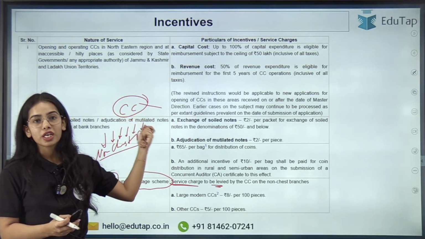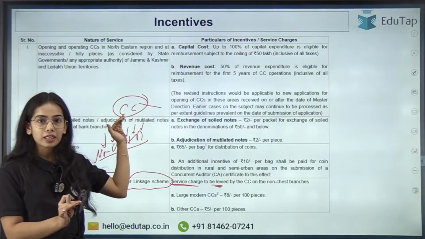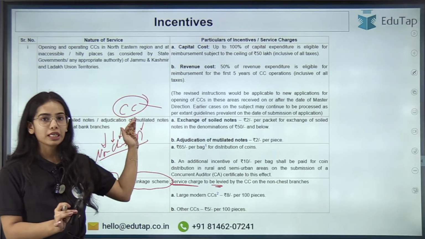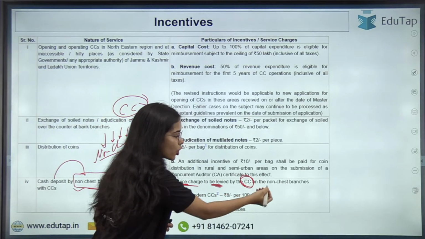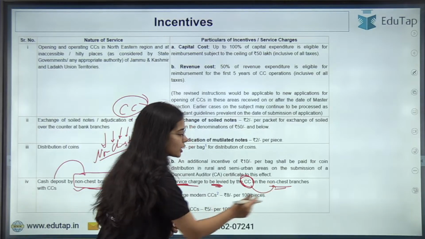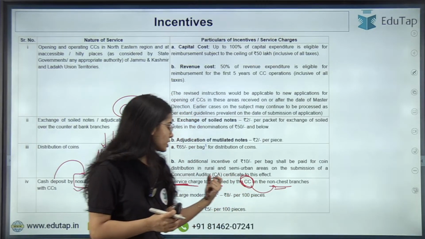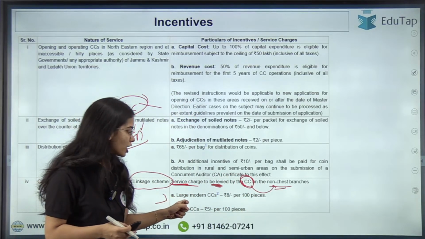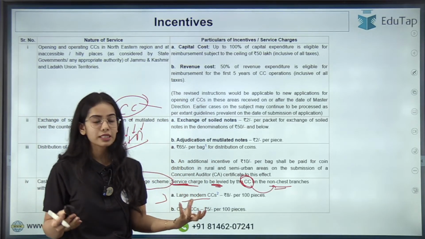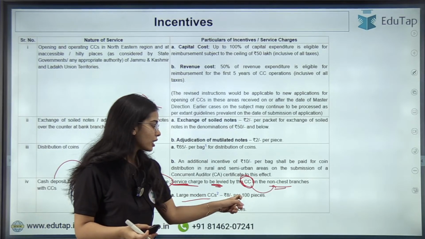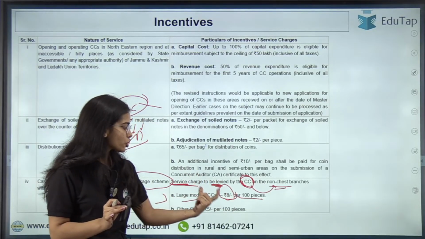The currency chest is transferring the banknotes and the coins that the non-chest branches want, right? So the non-chest branches are getting the services from the currency chest. So the service charge will be levied by the currency chest on the non-chest branches, so that if the non-chest branches are taking the banknotes or coins, the currency chest will charge some service charge. A very large modern currency chest will charge rupees 8 per 100 pieces.